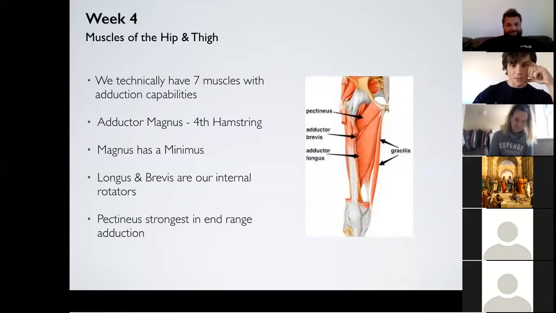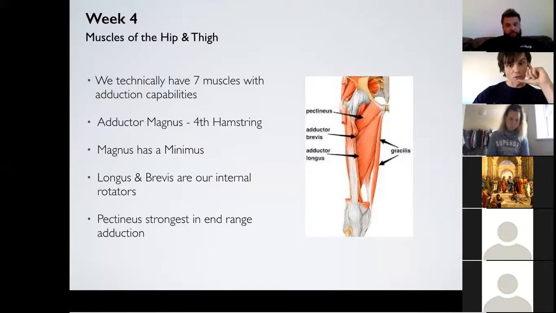I just think it's quite a beastly muscle. There's loads of compartments to it. We technically have seven muscles with adduction and internal rotation capabilities. So to manage that internal rotation, we want the adductor to be able to contract in unison with knee extension when we're propelling ourselves in either a squat or running or any motion.